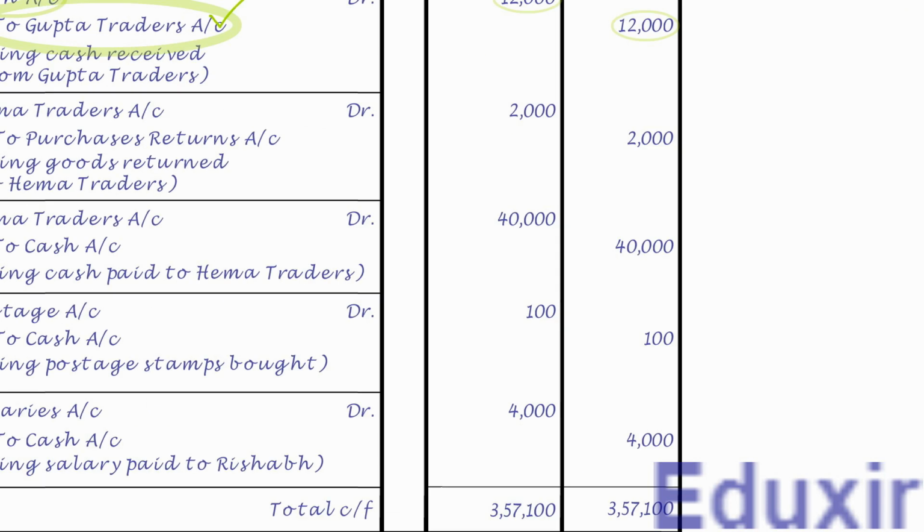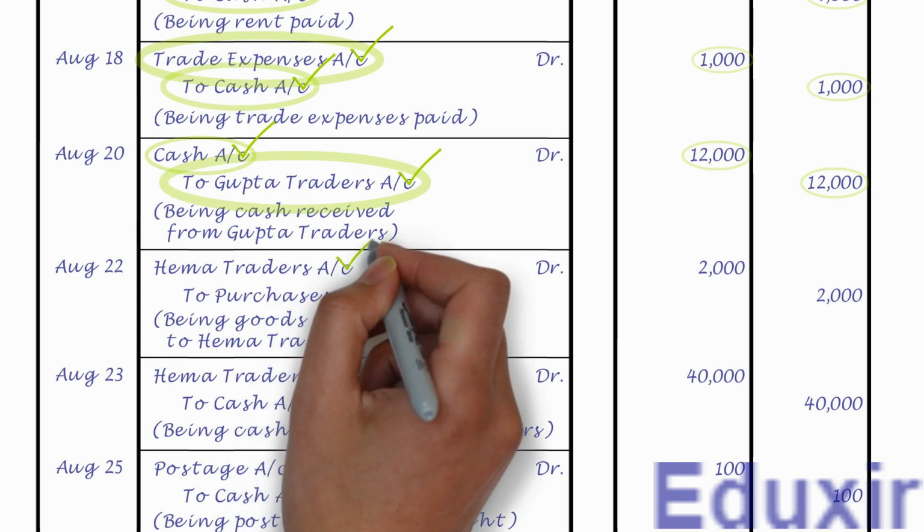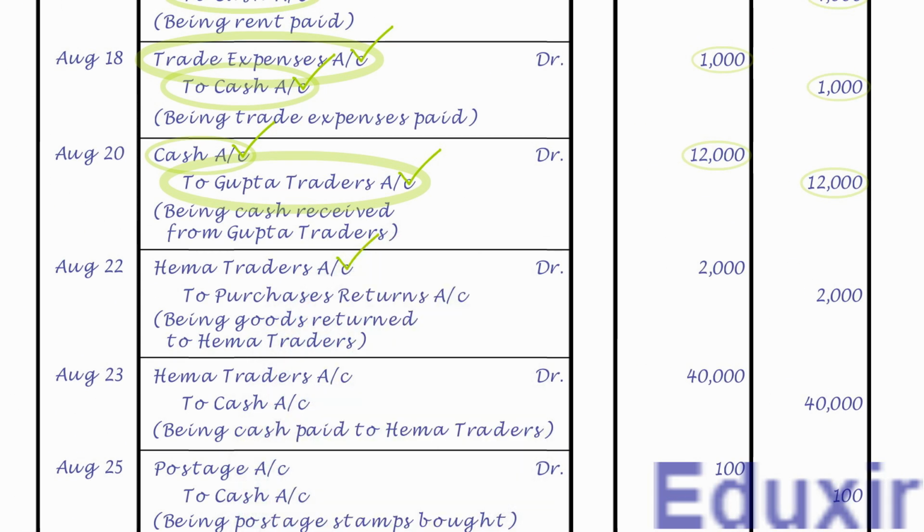As the name suggests, it needs to be posted on the debit side of Hema Traders account and the debit amount is 2000 rupees. Note that the details that need to be posted into the particulars column is purchases returns account. As we already have Messrs. Hema Traders account, let us now post this entry into that account.